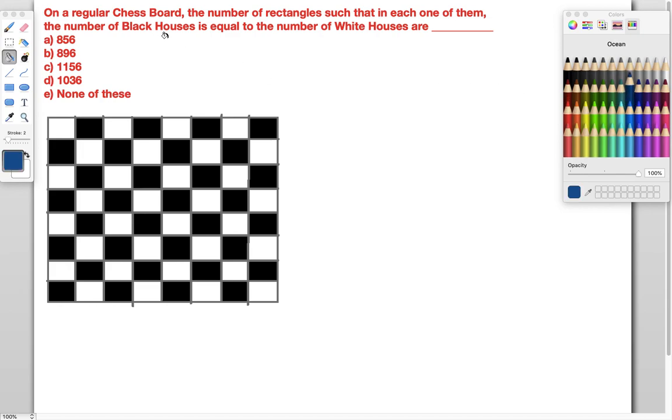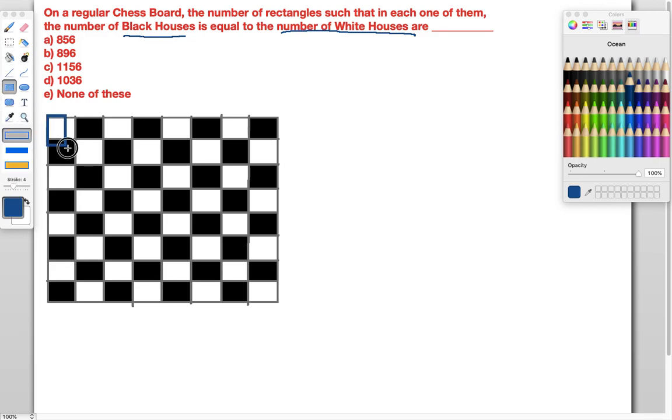Here it is given that on a regular chessboard, we need the number of rectangles such that in each one of them, the number of black houses is equal to the number of white houses. Now let's say I select a rectangle of the dimensions 3 by 5.